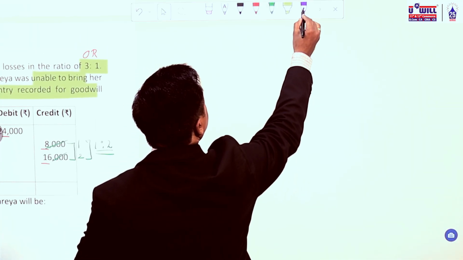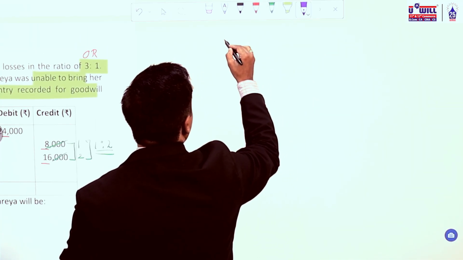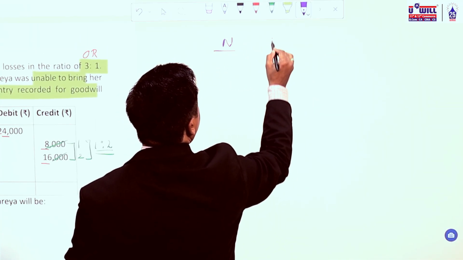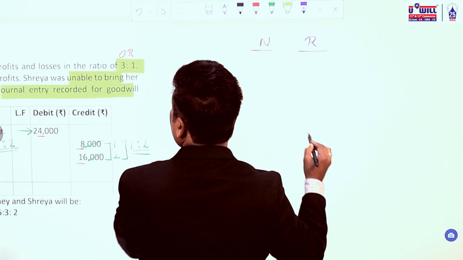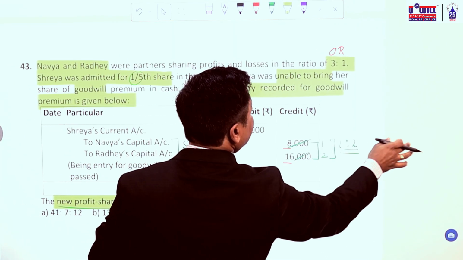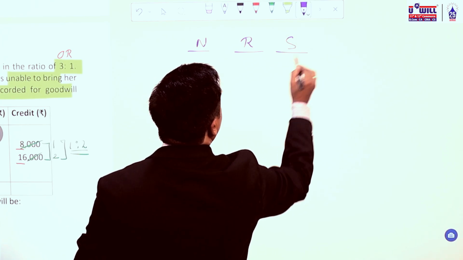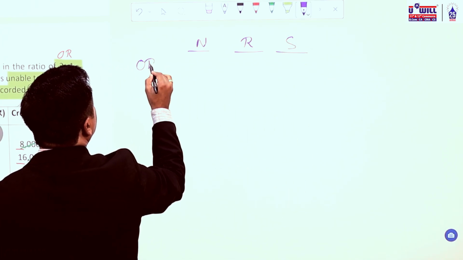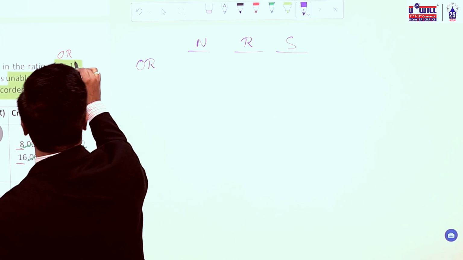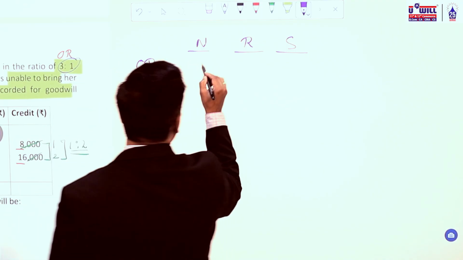First, Navya, Radhe, and who is the third partner admitted? Shreya. Navya, Radhe, and Shreya. The old ratio. What is the old ratio given to you? All of you can see here, 3:1.